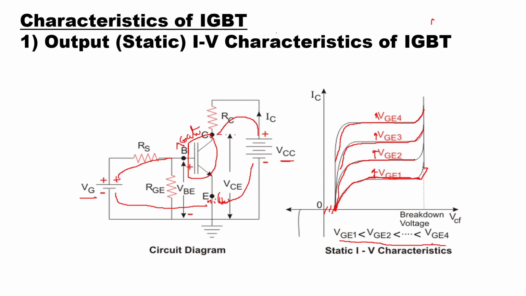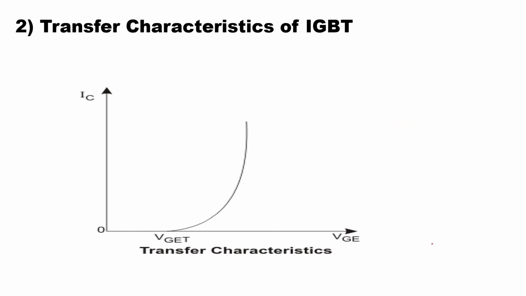Similarly, you have one more characteristic, which is called the transfer characteristics. These are the same type of characteristics we have seen in the MOSFET. Initially, when the gate voltage is applied, there is no current flowing till the gate voltage reaches the threshold voltage. So initially there is no gate current, and so there is no collector current.